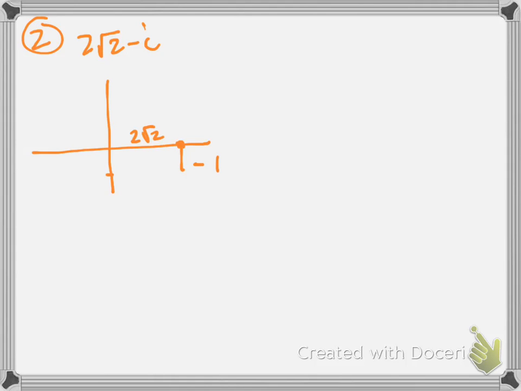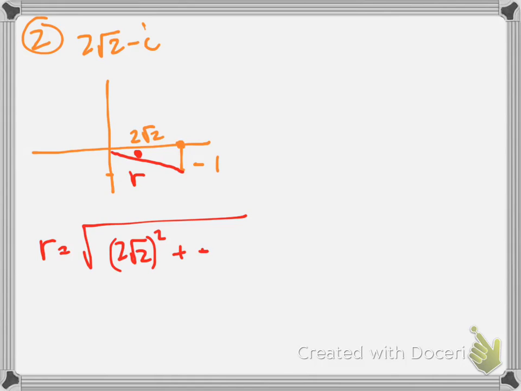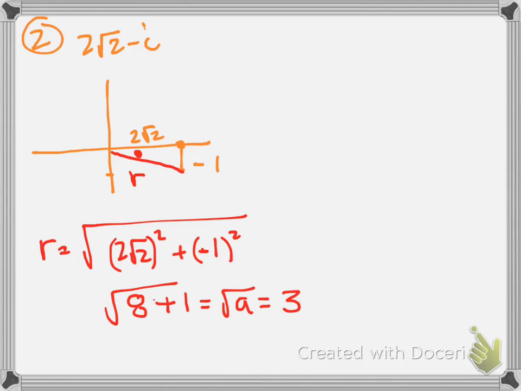And now I can find my trig form. I need to find r, and I need to find my angle theta. So in order to find r, I use Pythagoras. It's always interesting to see how people put 2 squared root of 2 squared plus -1 squared. So 2 squared root of 2 squared is going to be 2 squared, which is 4, and then the square root of 2 squared, which is 2. So 2 squared root of 2 is 8 plus 1. That's the square root of 9, which is equal to 3.